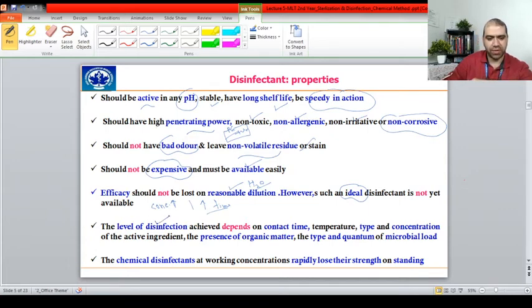The level of disinfection can be achieved based on the contact time, how much time you need to leave your disinfectant on the surface where you want to remove those microbes, at what temperature you are using it, what type of chemical it is, and what its concentration is. Can it work in the presence of organic matter, like whatever food we eat, and what quantum of microbial load can it decrease?